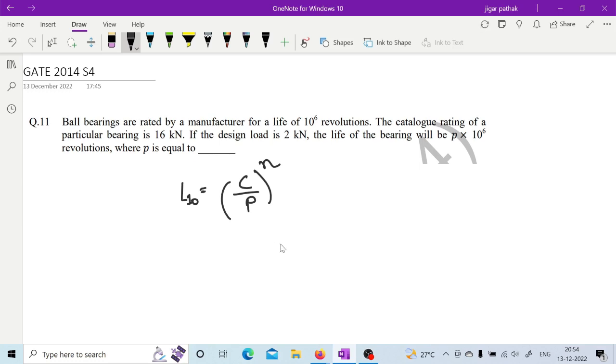So it is 16 by 2 raised to 3. Simple. It is straightforward because it is a ball bearing, so N will be 3. So that is why it is 512, into 10 raised to 6, which is already mentioned, right? So that is why it is 512. Correct?